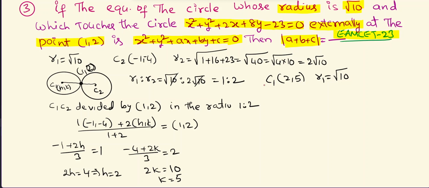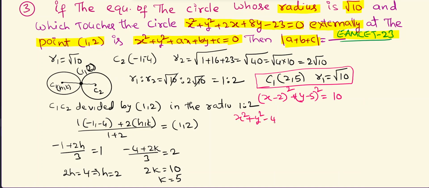Now we know that the equation of the circle having center C1 and radius r1 is (x minus 2) whole square plus (y minus 5) whole square is equal to root 10 whole square, which is 10. Now expanding this, x square plus y square minus 4x minus 10y, plus 25 plus 4 is 29, 29 minus 10 is 19, is equal to 0.